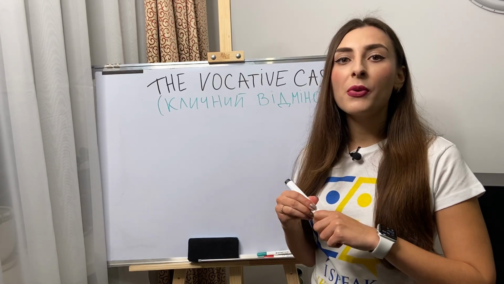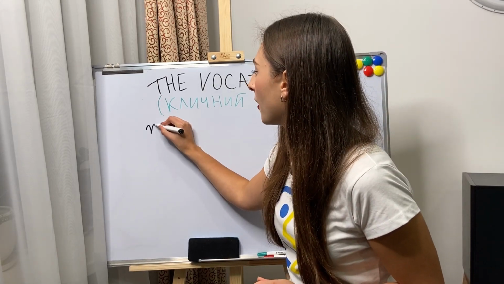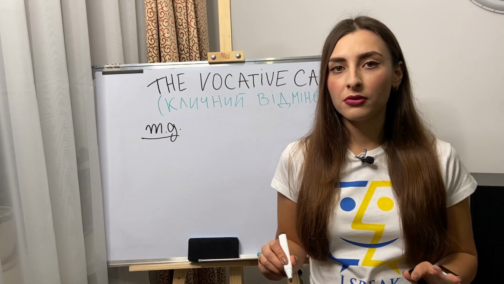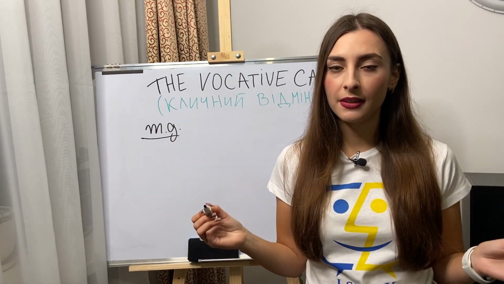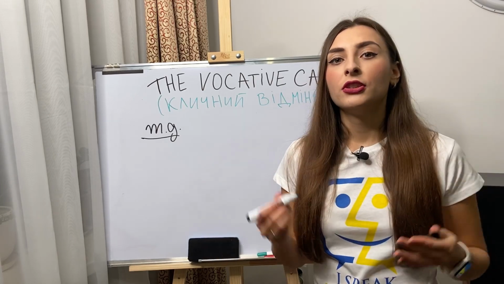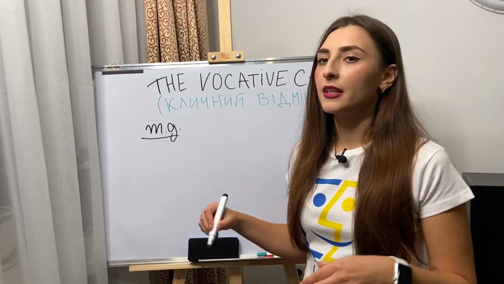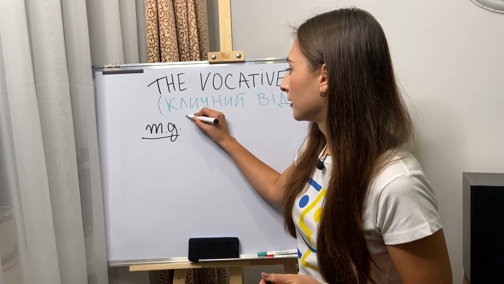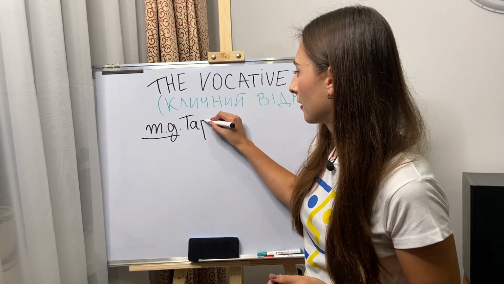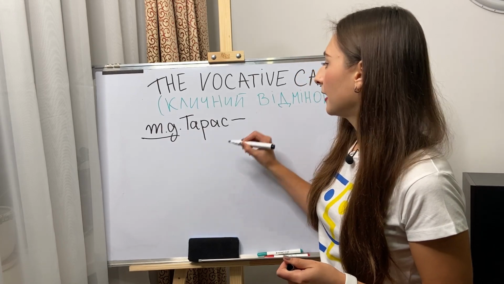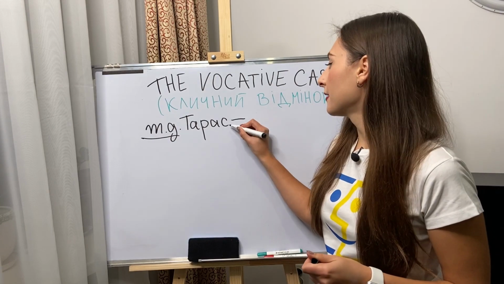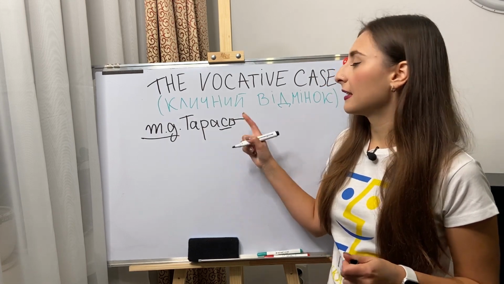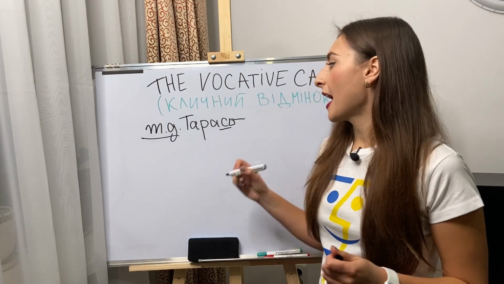We're going to start with the masculine gender nouns. I will write masculine gender. Masculine gender nouns have a zero ending. It means they end in a consonant. So for example, так, let's take first of all a name like Taras. Taras is a male Ukrainian name. You can see it ends in S. No, actually it has a zero ending, so it ends in a consonant. In the vocative case, you have to add the ending E.